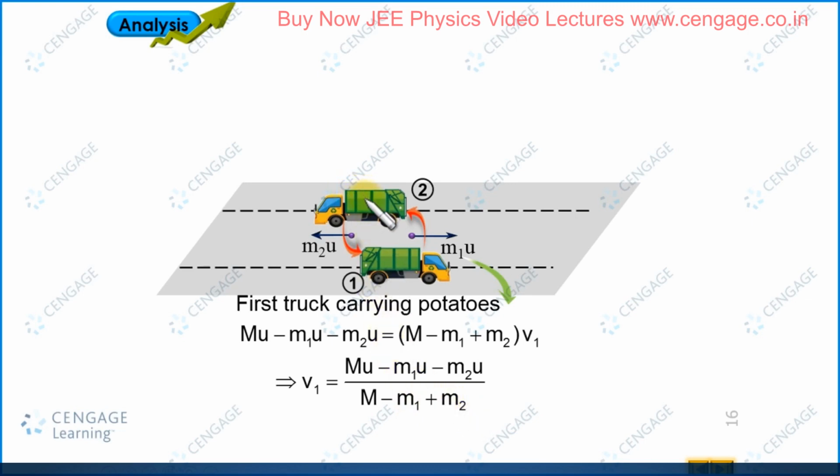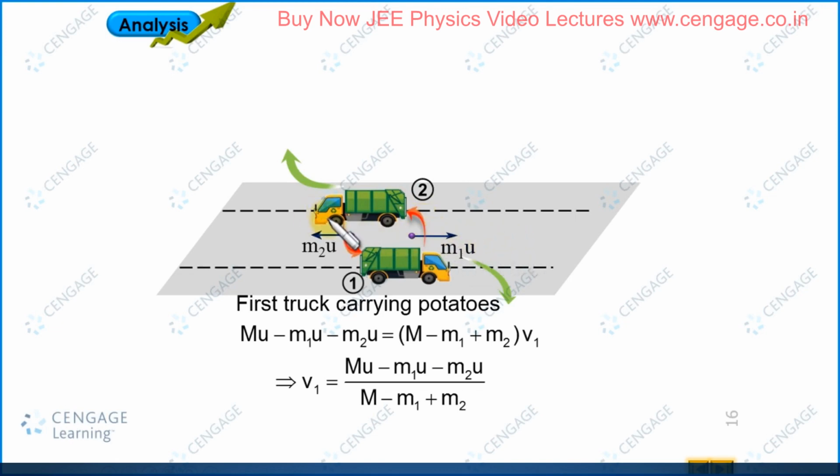Now let us analyze truck number 2. Let us assume the leftward direction is the positive direction. That means the initial linear momentum of the system, that is truck number 2, is equal to capital M multiplied by u. The removed linear momentum in this direction is m2u, right? So the linear momentum left in this system is equal to capital M multiplied by u minus m2u, and the included linear momentum is m1u. This is the potato bag, but in the opposite direction.